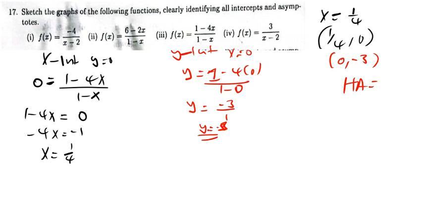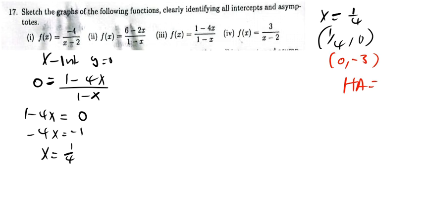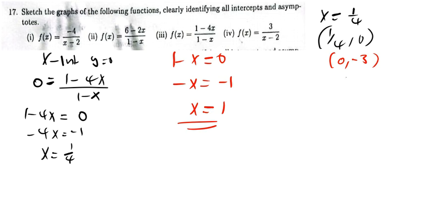To find the vertical asymptote, get the denominator, set it equal to 0, and solve for x. 1 minus x is equal to 0. Negative x is equal to negative 1, so x is equal to 1. So the vertical asymptote is at 1. We are together. Anyone who is behind already?